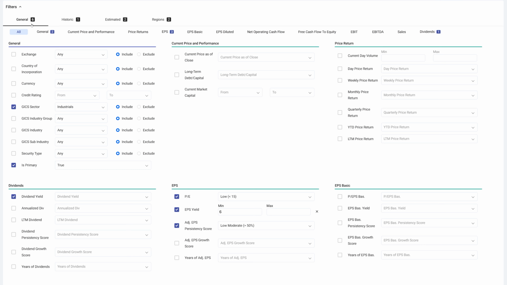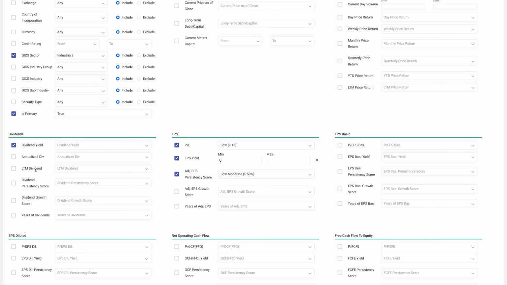Okay, there are 6 things that I've screened for in the general. These are very simple screens. Obviously, the GICS sector is industrials. I want primary stock. I wanted to see a dividend yield if they had it. I didn't screen any number there. I just want to see a dividend if the company pays a dividend.